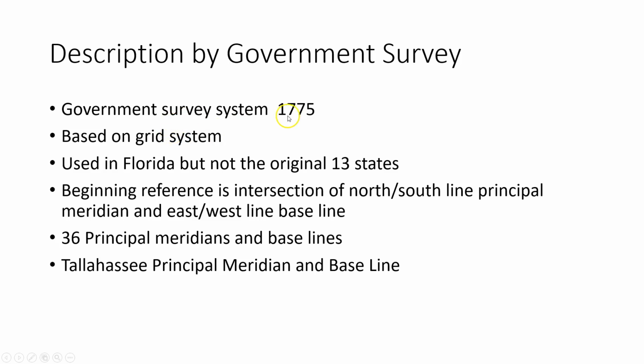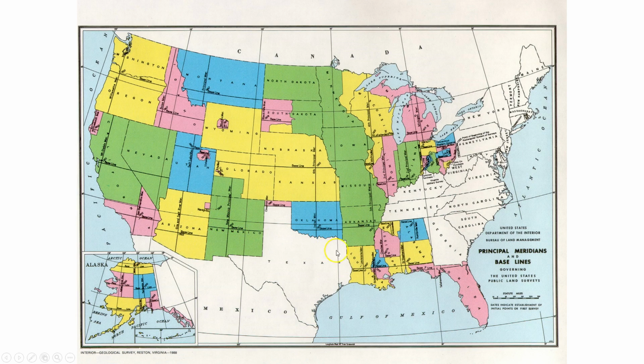The system came about just after independence, in 1775, and is based on the grid system used in Florida, but not in the original 13 states and Texas. The beginning reference is the intersection of the north-south line of a principal meridian and the east-west baseline, based in Tallahassee. And we're just going to go on to the next bit.